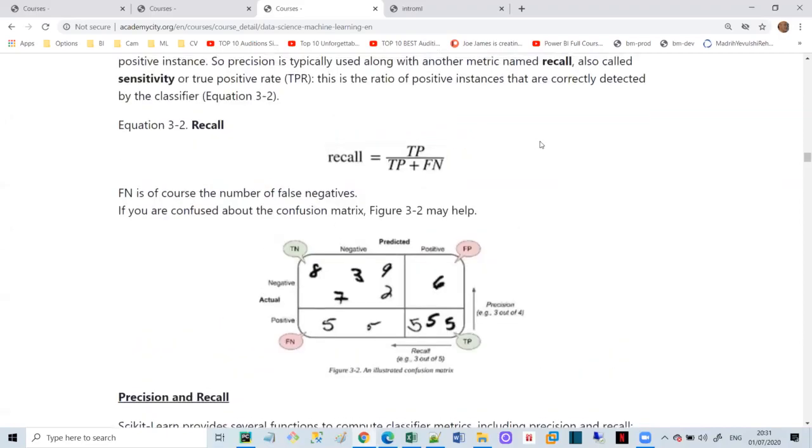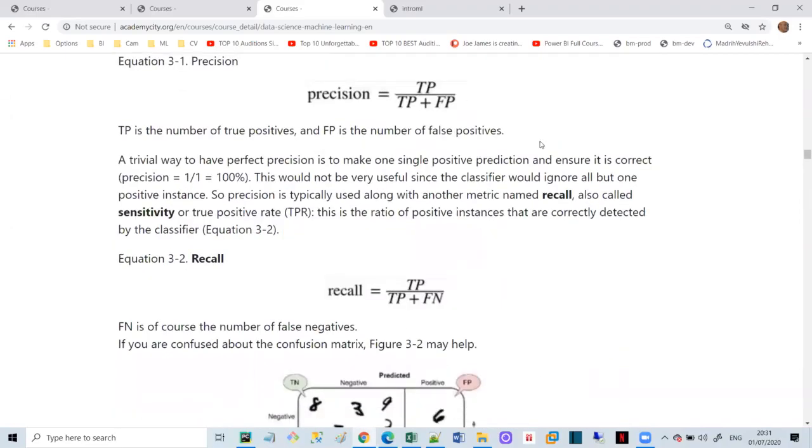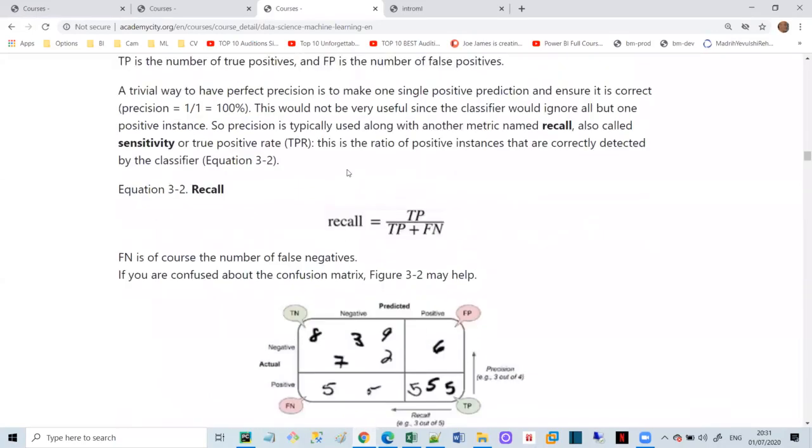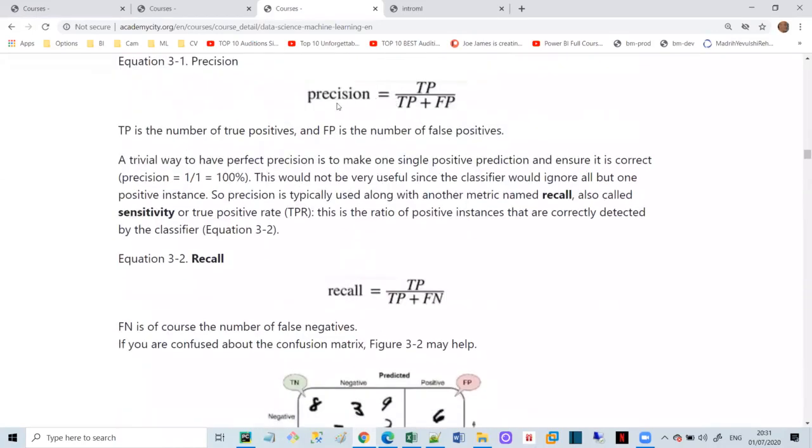So I have 2 measures. What would I really like an algorithm to be? We said we want the algorithm to be such that this will be 0 and this will be 0. If this will be 0 and this will be 0, the recall and the precision will be 100%. It will be perfect. But usually it's not the case, and there's really a trade-off between those two.